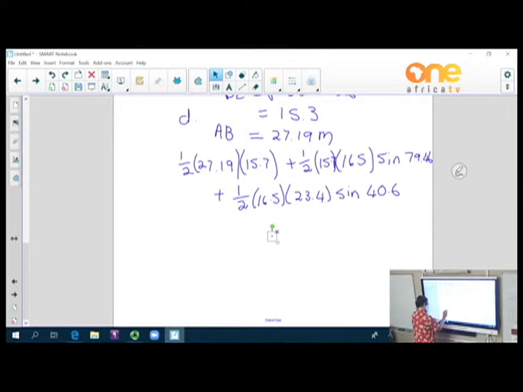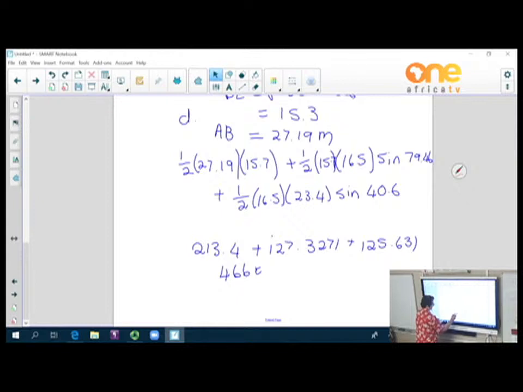And the answer is, for the first one, 213.4 plus 127.3271. I don't round off now. I round off in the final answer, 0.631, and then if you add the whole lot, it rounds off to 466 square meters. Right, very nice question.